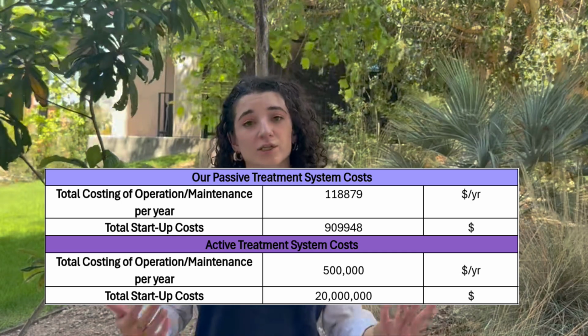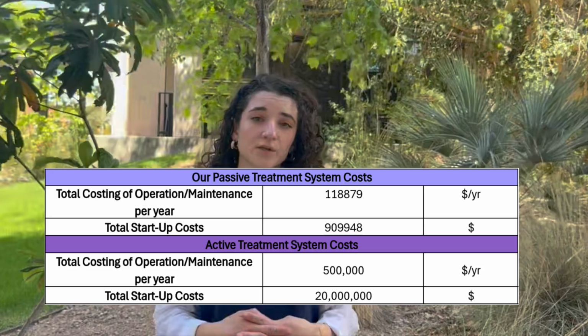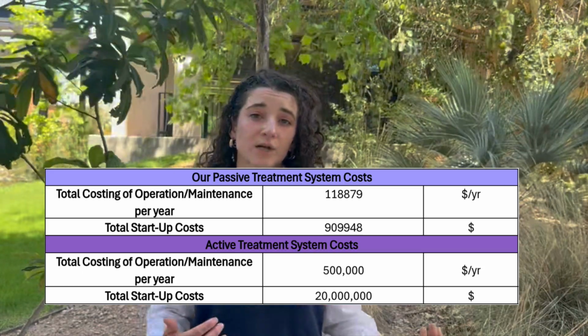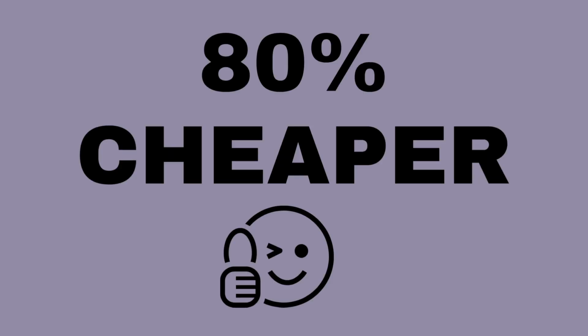Compared to traditional treatment systems that operate actively, these operational costs are actually much lower. Research of active treatment systems shows operational costs that equal around $500,000 per year. This would make our passive treatment system around 80% cheaper to maintain and operate.